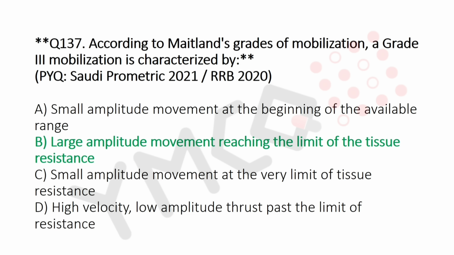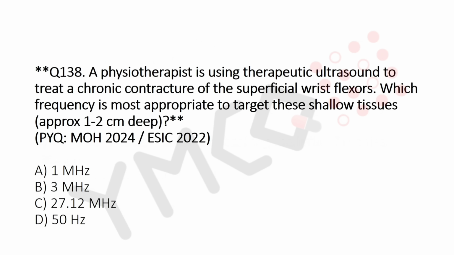Think of Maitland's grade like stretching a rubber band. Grade 1 and grade 2 just take up the slack. Grade 3 is a large, deep movement that pushes right into the stiffness and resistance to stretch the capsule. Okay. Now let's move to question number 138.